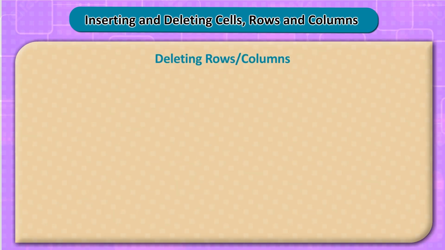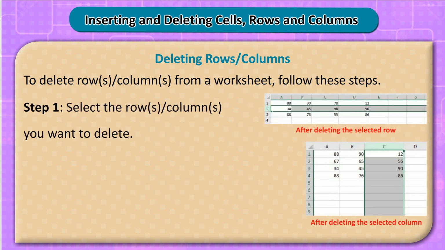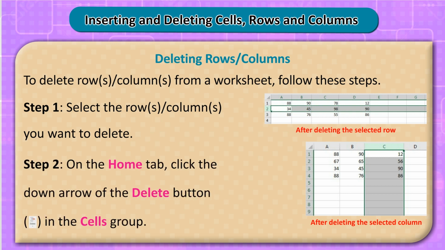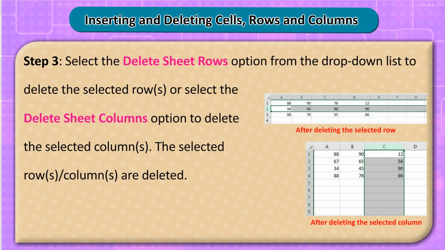Deleting rows/columns. To delete rows/columns from a worksheet, follow these steps. Step 1. Select the rows/columns you want to delete. Step 2. On the Home tab, click the down arrow of the Delete button in the Cells group. Step 3. Select the Delete Sheet Rows option from the drop-down list to delete the selected rows, or select the Delete Sheet Columns option to delete the selected columns. The selected rows/columns are deleted.